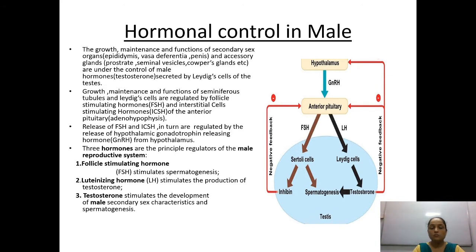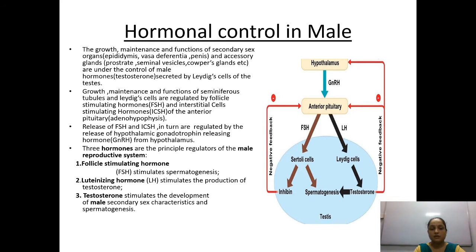Okay, now growth, maintenance and function of seminiferous tubule. Seminiferous tubule you might have seen in the section of the testes. There was the seminiferous tubule, and inside the seminiferous tubule only the sperm formation was occurring. Okay, and along with the Leydig cell which was there in between the seminiferous tubule cell, in between the space of the seminiferous tubules, the Leydig cells were also there, and their main function is to produce the androgen, basically male hormone.